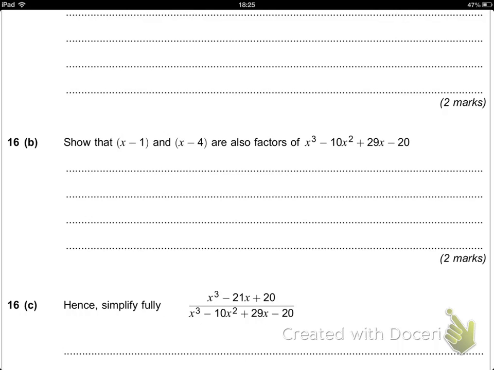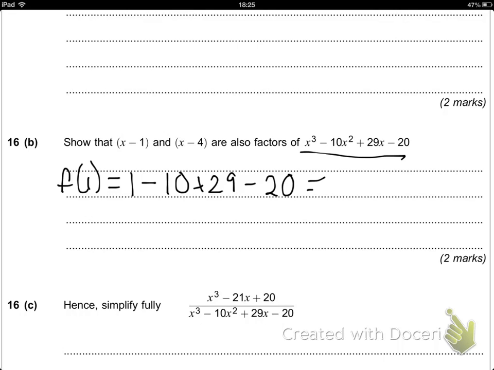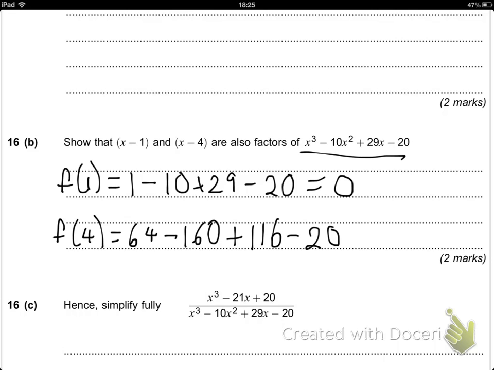Question 16b, you've got to do the same thing except you've got a different cubic, so you do the same thing, shove 1 through. So you get 1 minus 10 plus 29 minus 20, and hopefully that is 0, which it is. And then you do the same thing with the 4. 4 cubed is 64, minus 4 squared, which is 16, times 10 is 160, plus 29 times 4 is 116, minus 20, and again hopefully that is 0, which it is. It's 180 minus 180.